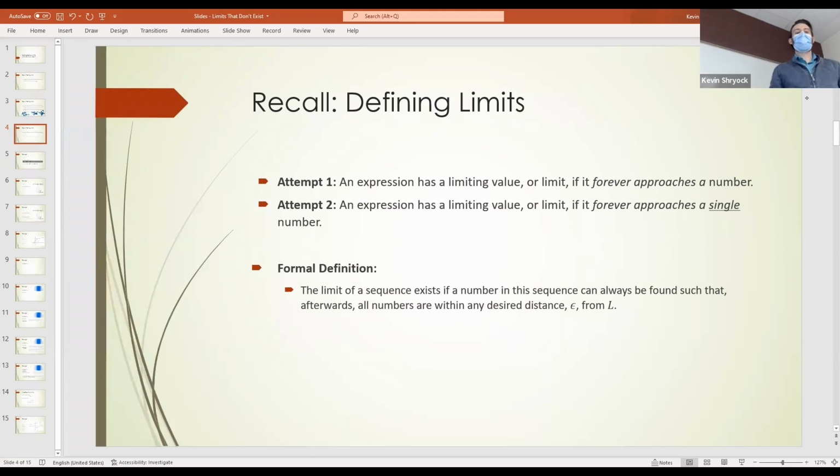The limit of a sequence exists if a number in the sequence can always be found such that afterwards, all numbers are within a desired distance, we call that epsilon, from L. In other words, if we say I have an asymptote at negative 2 as x runs off to infinity, then that means there's a certain point in the graph where I can cut it and say everything bigger than that in terms of x values is close, whatever you call close, enough to negative 2 that you will believe me. You can think about it like this.